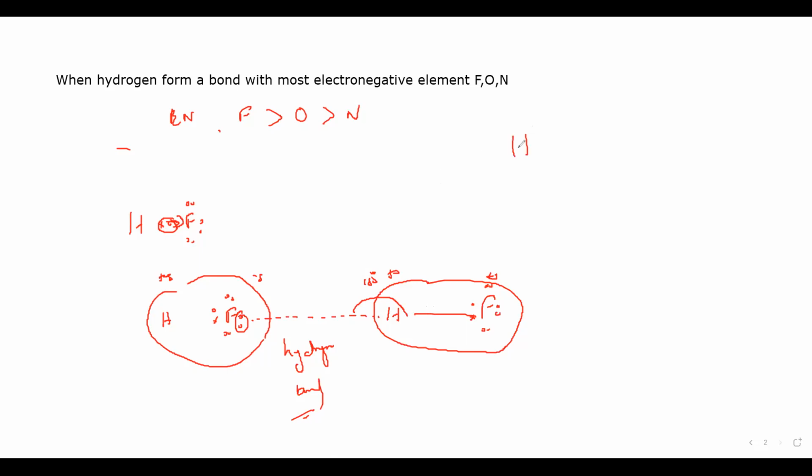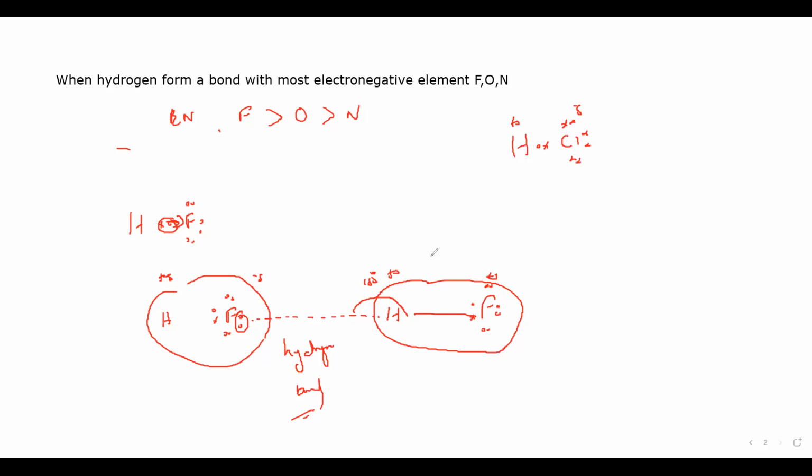So this only happens in 3 cases: hydrogen forming a bond with oxygen, nitrogen, and fluorine. For example, if hydrogen is forming a bond with chlorine, then there is no hydrogen bond. Why? Because chlorine is more electronegative than hydrogen, so electrons shift more towards chlorine, but still hydrogen has these electrons. But in the case of fluorine, oxygen, or nitrogen, it appears that hydrogen almost lost those electrons. That's why the hydrogen is attracted towards the lone pair of another molecule, and this attraction is known as a hydrogen bond.